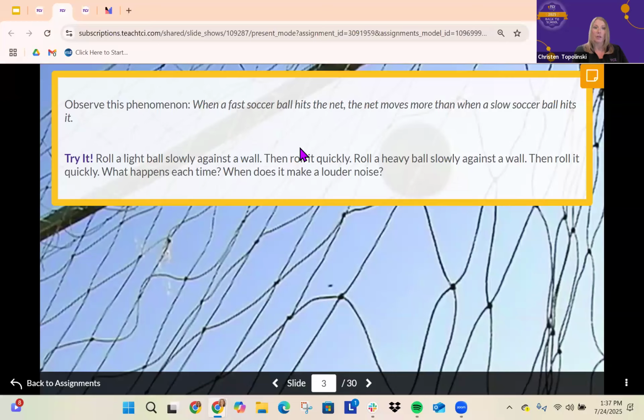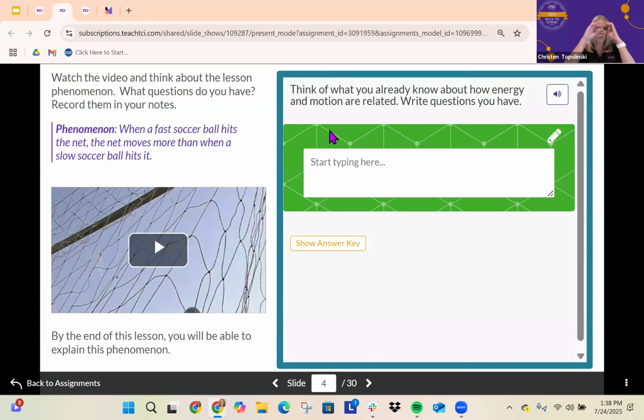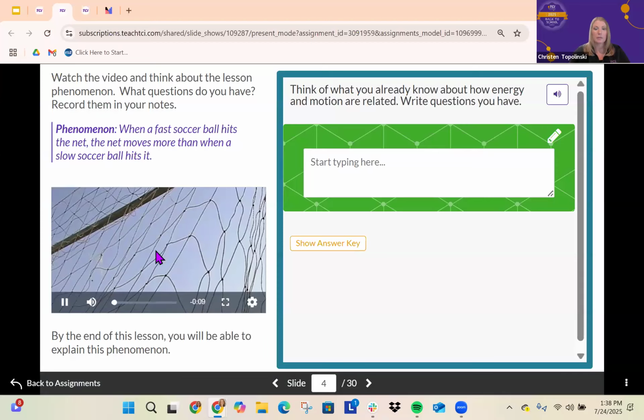So they're going to try it. They're going to roll a ball slowly. You can just roll it against the wall in the classroom, then roll it more quickly, and see what happens. They're going to see how it bounces back, and that it might bounce even further back if you're rolling it really hard. They also are thinking about the sound that it makes when it hits the wall or bounces on the ground. They're going to be doing that in the investigation. So let me go ahead and show you. There's a quick little video just to show you what the actual phenomenon is.